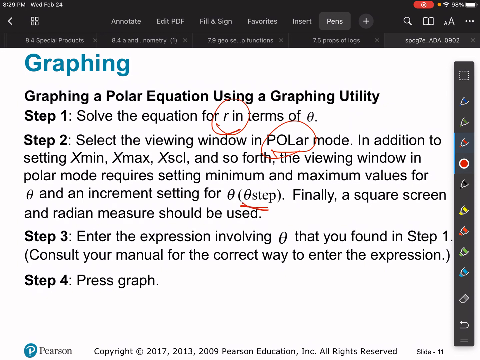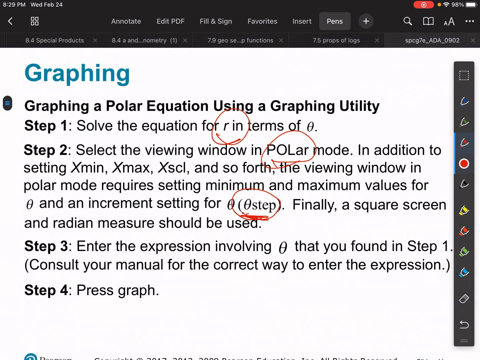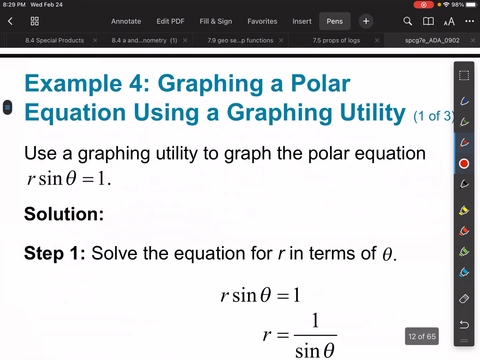And then there's this thing called theta step. So when you go to set your viewing window, you can set one of your options to theta step, and that'll help you with your view. Since your graphing calculator is used to an X and a Y, this is just a different setting that is available to you. So go ahead and play with this, try it out. You can also go to Desmos and choose the polar function, and it'll pull up a polar graph, which is actually really fun to play with.